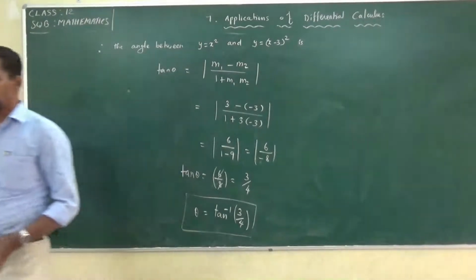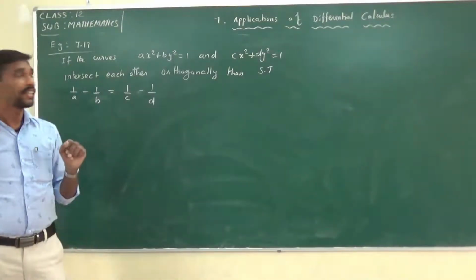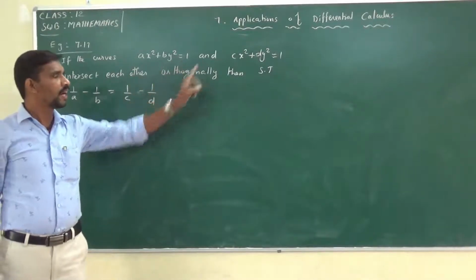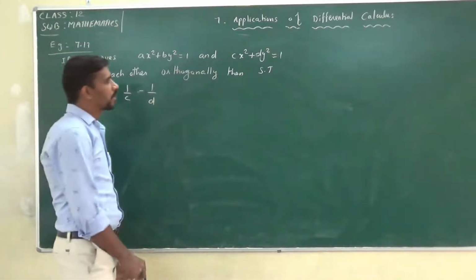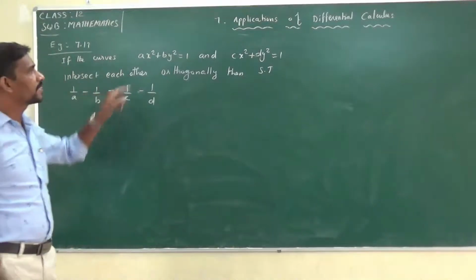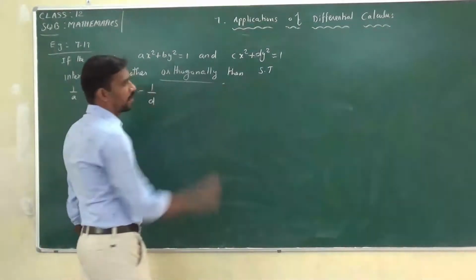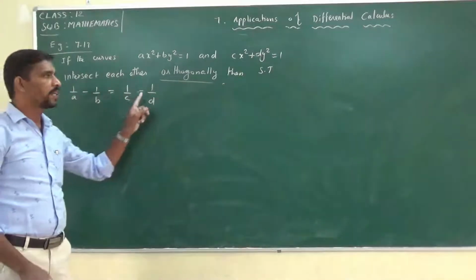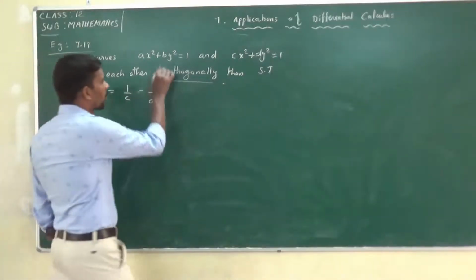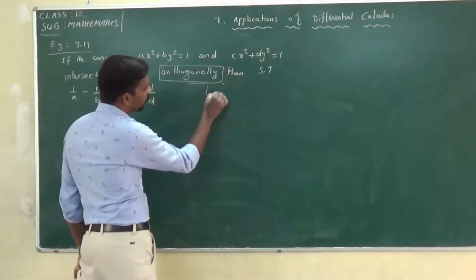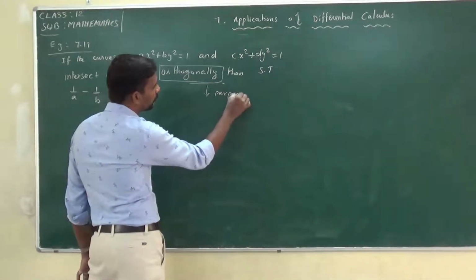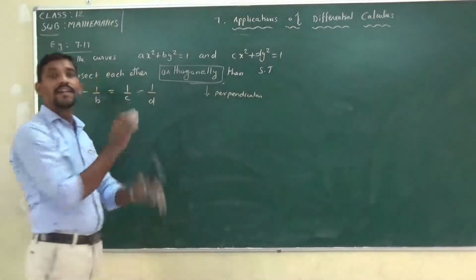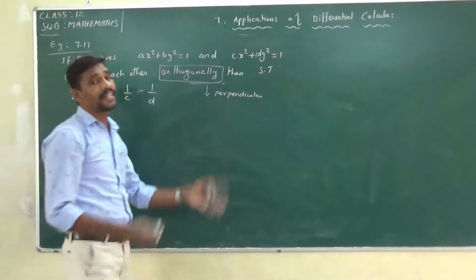Okay? Hi students, this is example 17. If the curves ax square plus by square equal to 1 and cx square plus dy square equal to 1 intersect each other orthogonally, then show that 1 by a minus 1 by b equal to 1 by c minus 1 by d. What do you mean by orthogonal? Orthogonal means perpendicular, that's all. Now we want to show that these two curves intersect at right angles. Perpendicular means 90 degrees, okay?